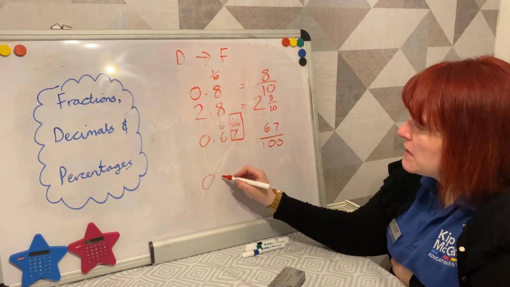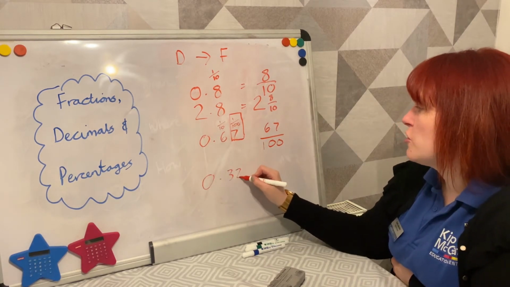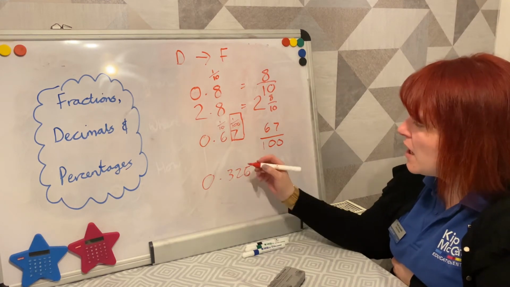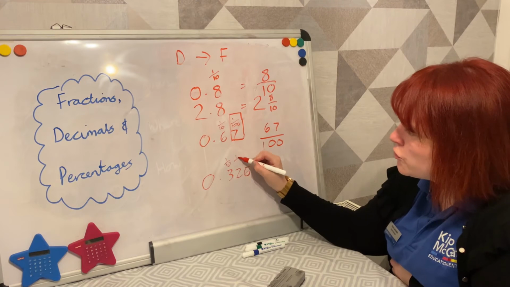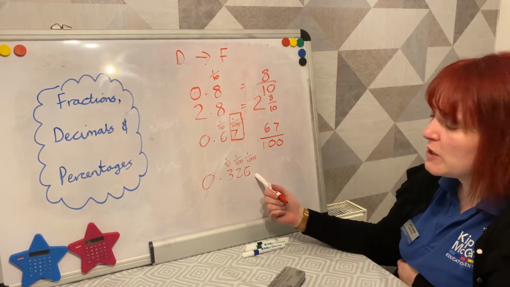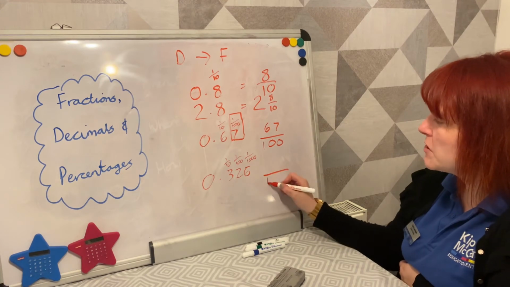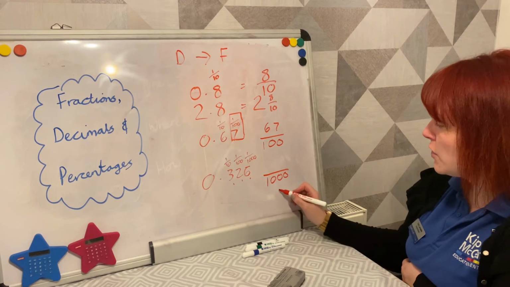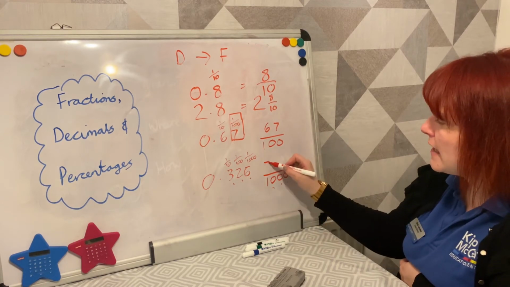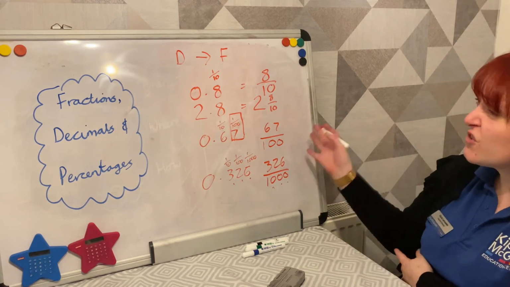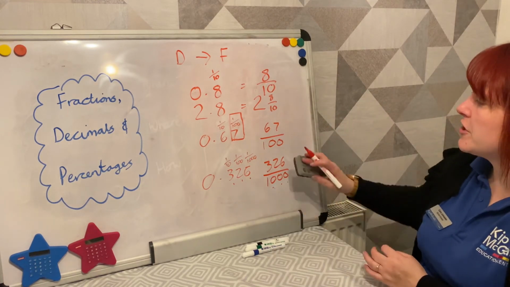Okay, it carries on the same. So they might get something like 0.326. Okay, 3 numbers after the decimal point, tenths, hundredths, and now we've got thousandths. So because we go as far as thousandths, our bottom number is going to be 1,000. Or because I've got 3 numbers, I've got 3 zeros, and then I simply write 326 on the top. Okay, so very easy doing our decimals to our fractions.